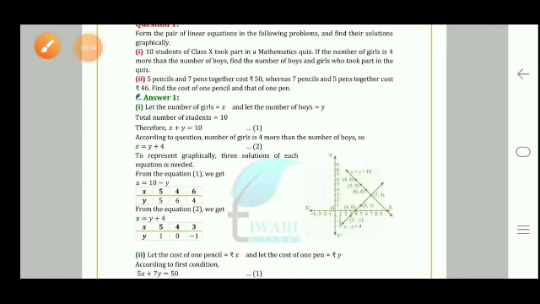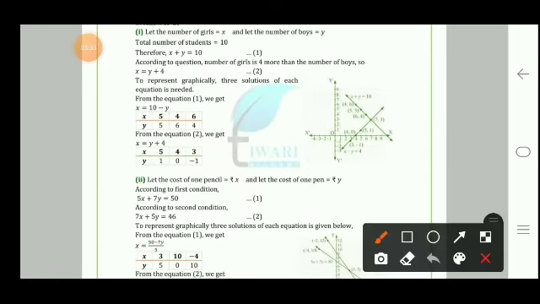In the table, for equation 1, x is equal to 10 minus y. If x is equal to 5, y is equal to 5; x is equal to 4, y is equal to 6; x is equal to 6, y is equal to 4. Then from the second equation, x is equal to y plus 4. So x is equal to 5, y is equal to 1; x is equal to 4, y is equal to 0; x is equal to 3, y is equal to minus 1. If we see this graph very carefully, these are equations of lines, so we are getting two lines here.